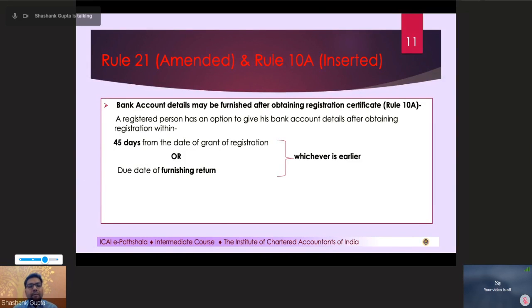Now what to do? So an option has been given that a registered person has an option to give his bank account details after obtaining registration, that is within 45 days from the date of grant of registration or the due date of furnishing of return, whichever is earlier.